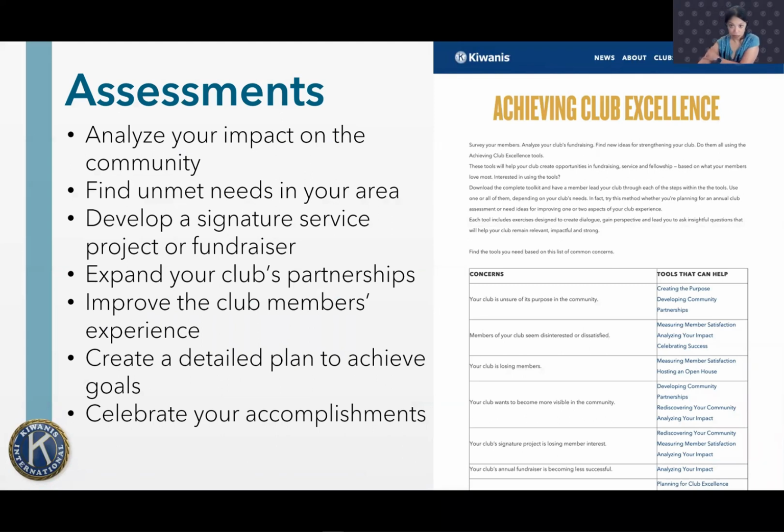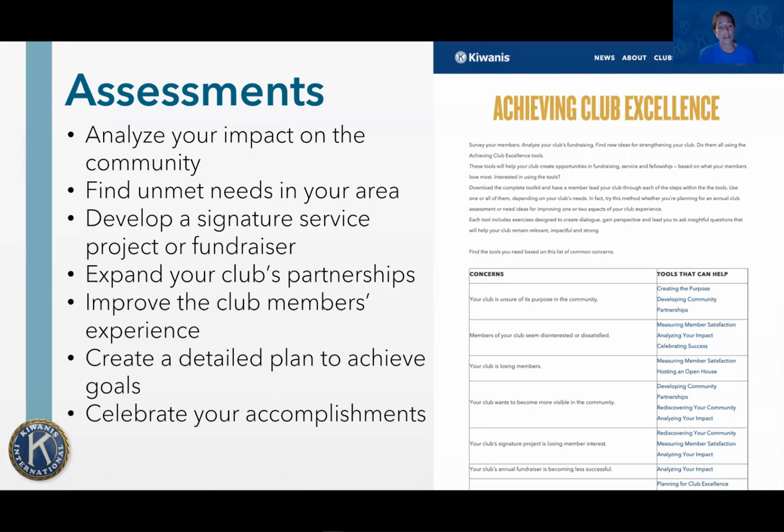So, all right. Assessments. There is, and this is Matt's favorite, the ACE tool, the Achieving Club Excellence tool. It's actually a really great resource for anything that you want to come up with for your club. You can analyze your impact on the community, find needs that are being met, figure out what you need to do in your community, develop a signature service project or fundraiser, expand your club's partnerships, improve the club's member experience, create a detailed plan to achieve goals, and again, celebrate your accomplishments.